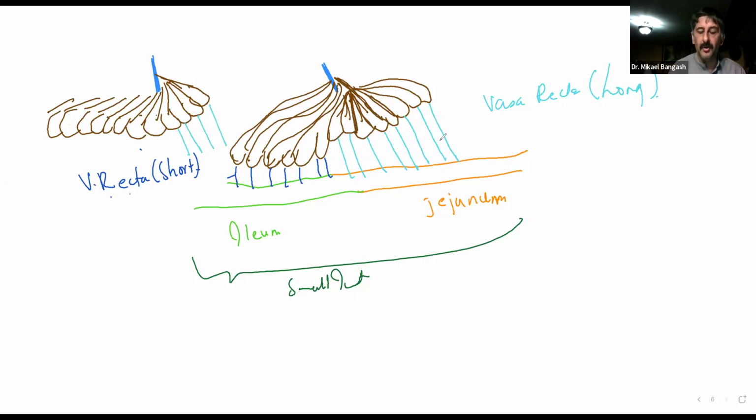But it would not be wrong to say that off the superior mesenteric artery branches the vasa recta, which for your jejunum are going to be long. For the ileum, they are going to be short. The vasa recta mainly are responsible for supplying blood to the remaining small intestine.